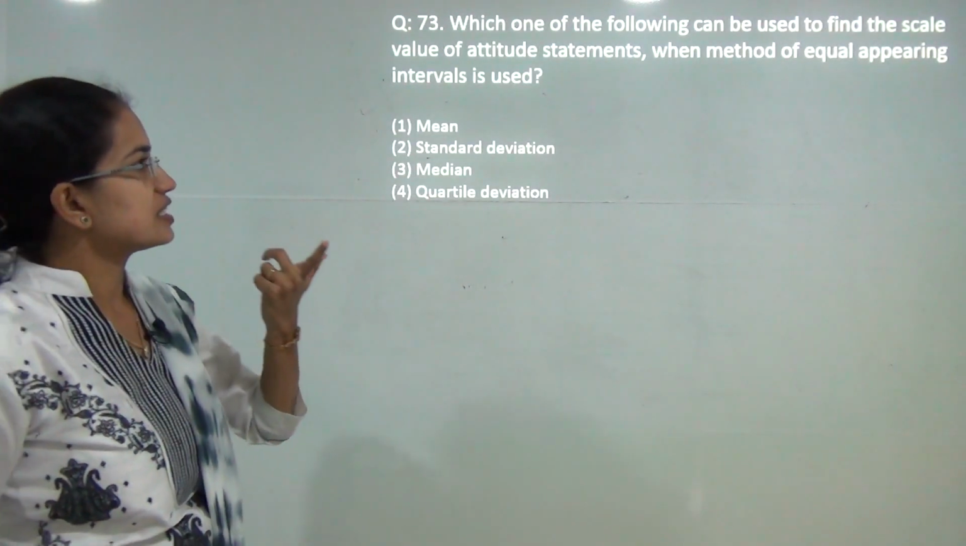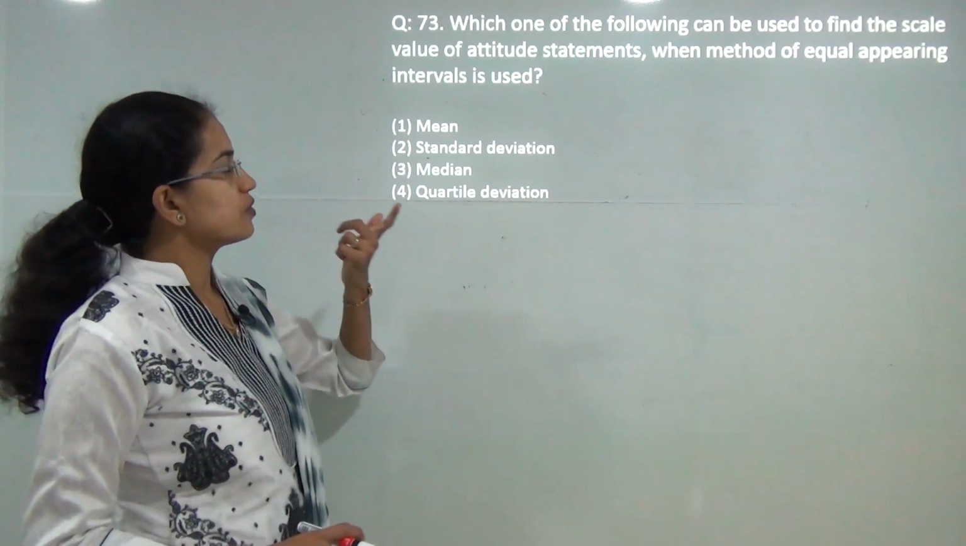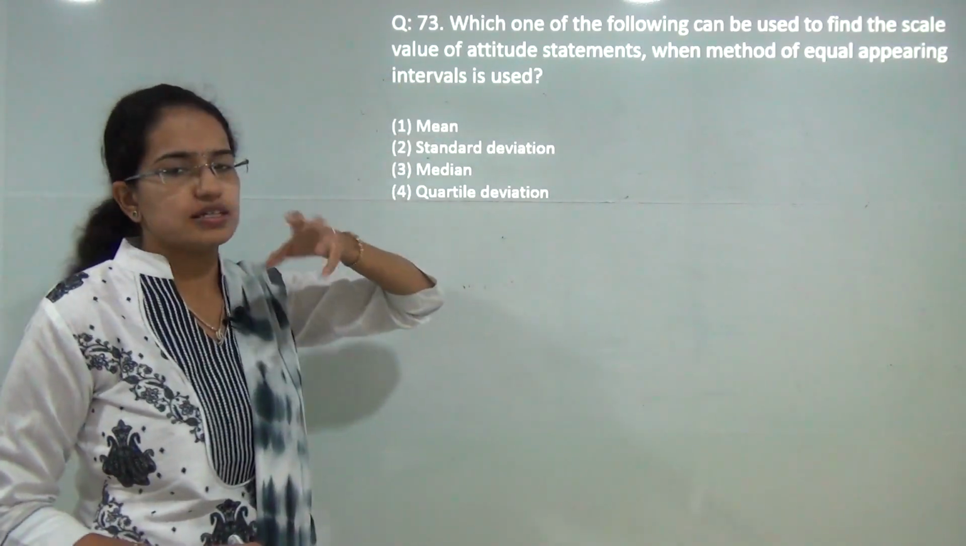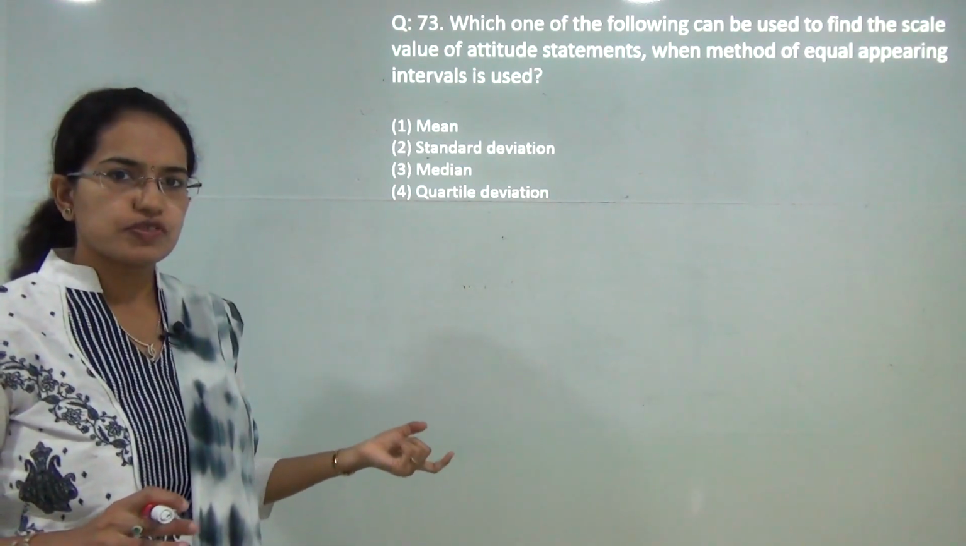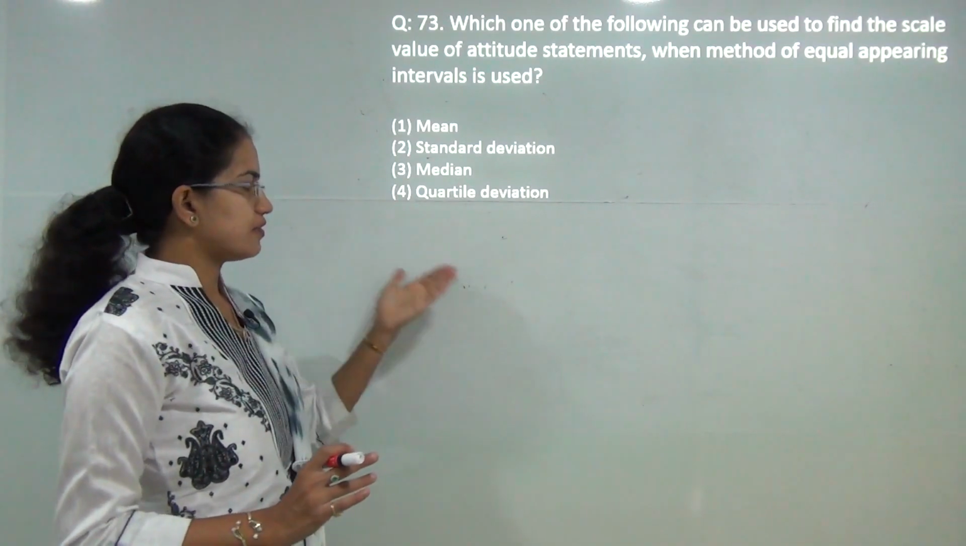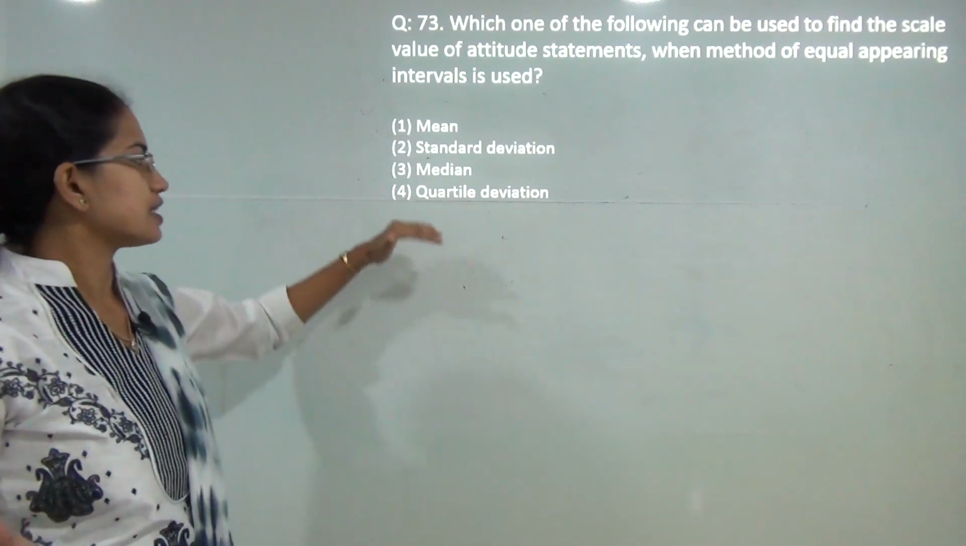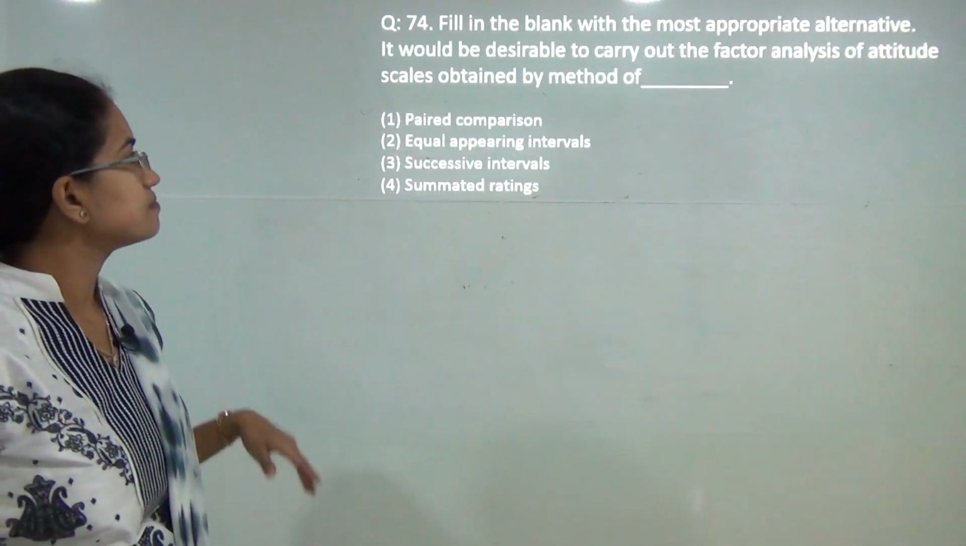Next, now this is a direct question. The equal appearing intervals is computed by the median and the interquartile range, that is the difference between Q3 and Q1, the 75th and the 25th percentile. So median would be the correct answer here.